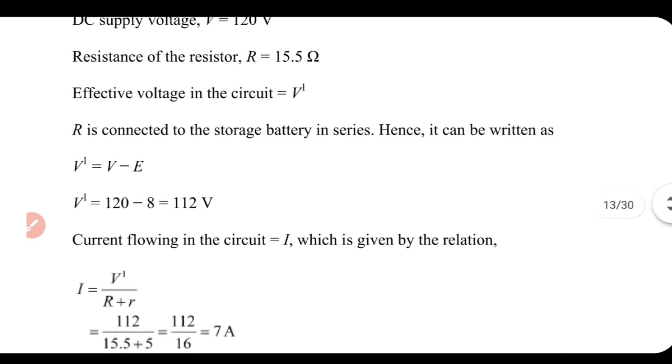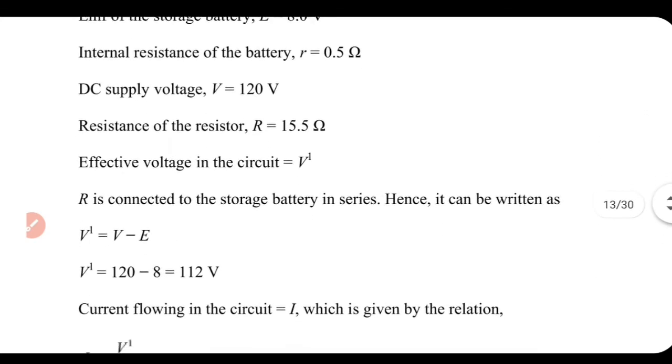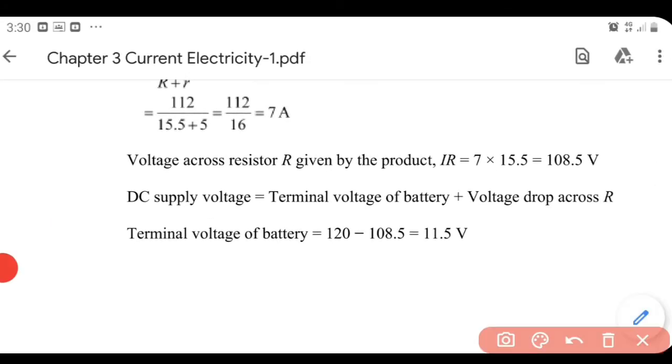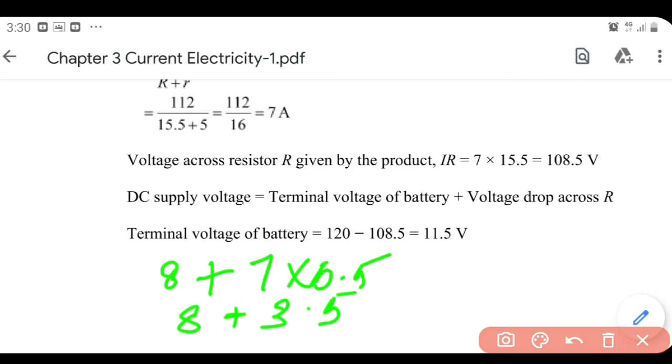Now you are asked to find the terminal potential difference. The terminal potential difference, as I said, V is equal to epsilon plus IR. That epsilon is 8, plus I is 7 into internal resistance 0.5. So 7 into 0.5 is 3.5. So 8 plus 3.5 will give you 11.5 volt. This is how you have to do it.